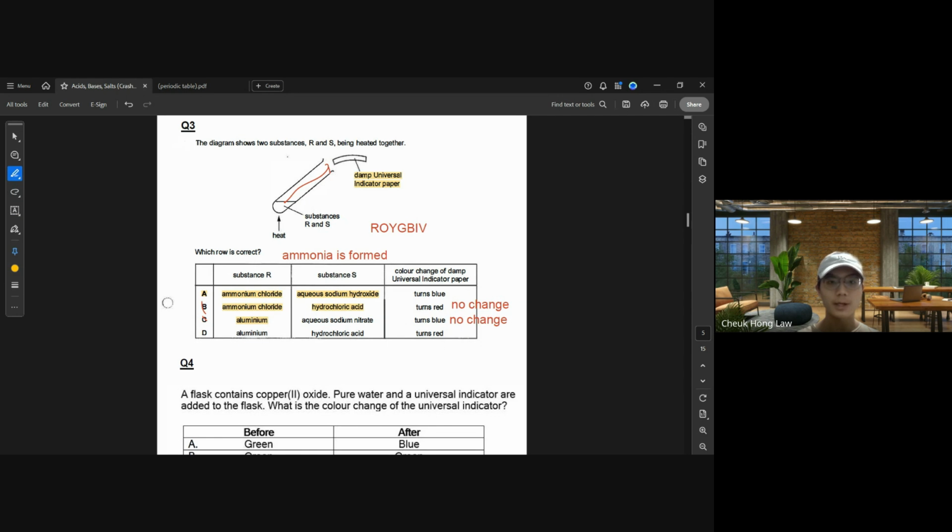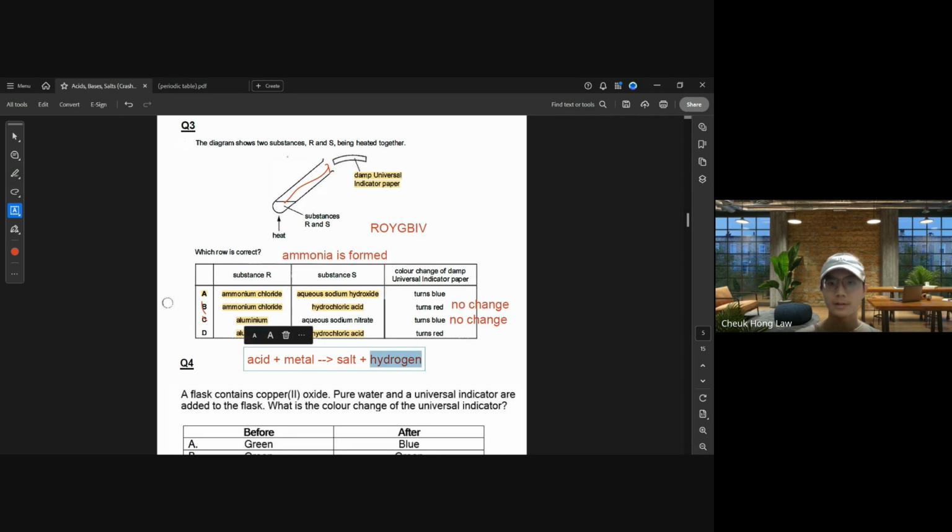We have aluminium again, which is a metal, and hydrochloric acid. This is a familiar reaction, right? We have learned this. This is metals and acids. Acid plus metal, what does it give you? Salt and hydrogen.